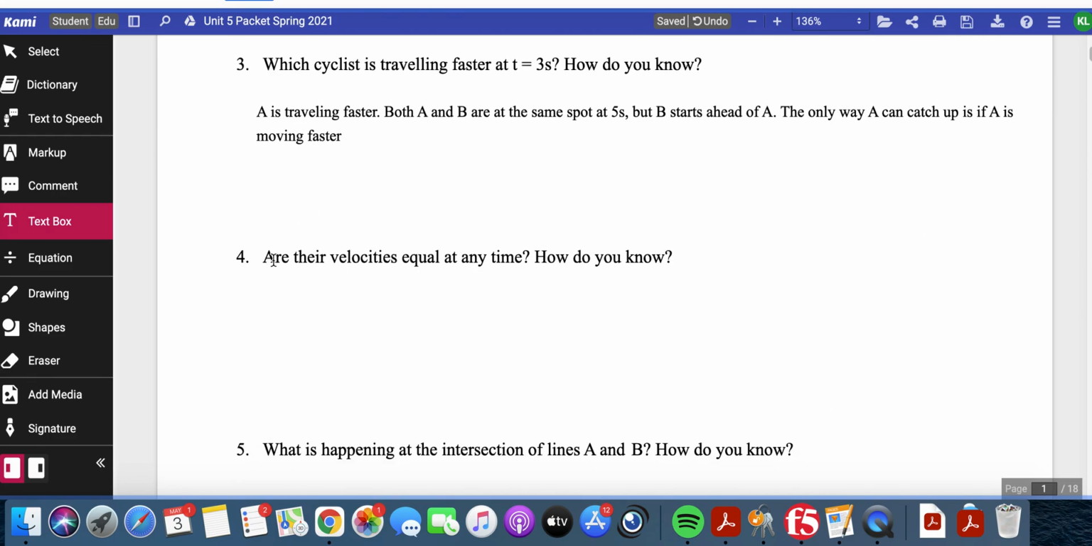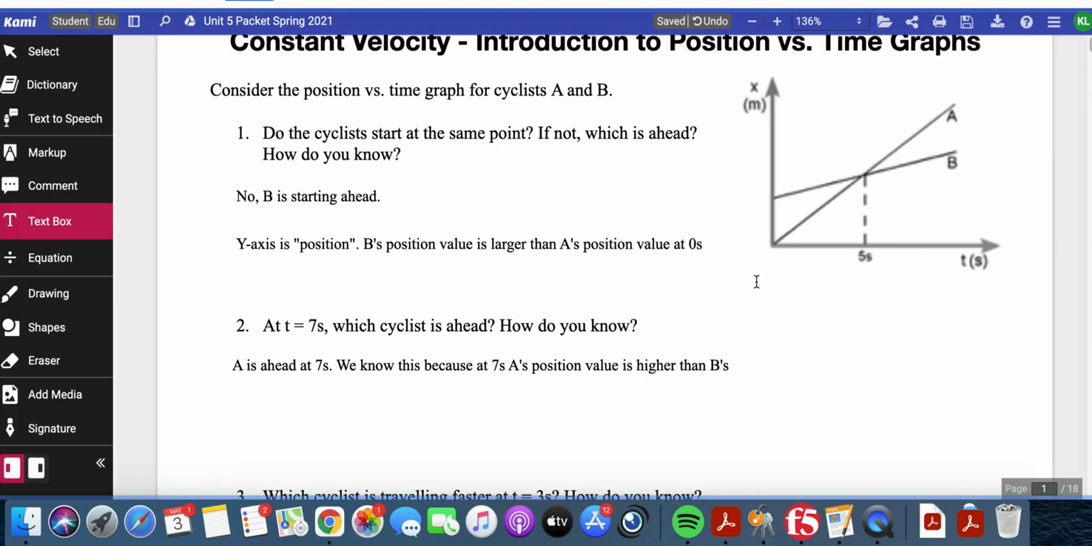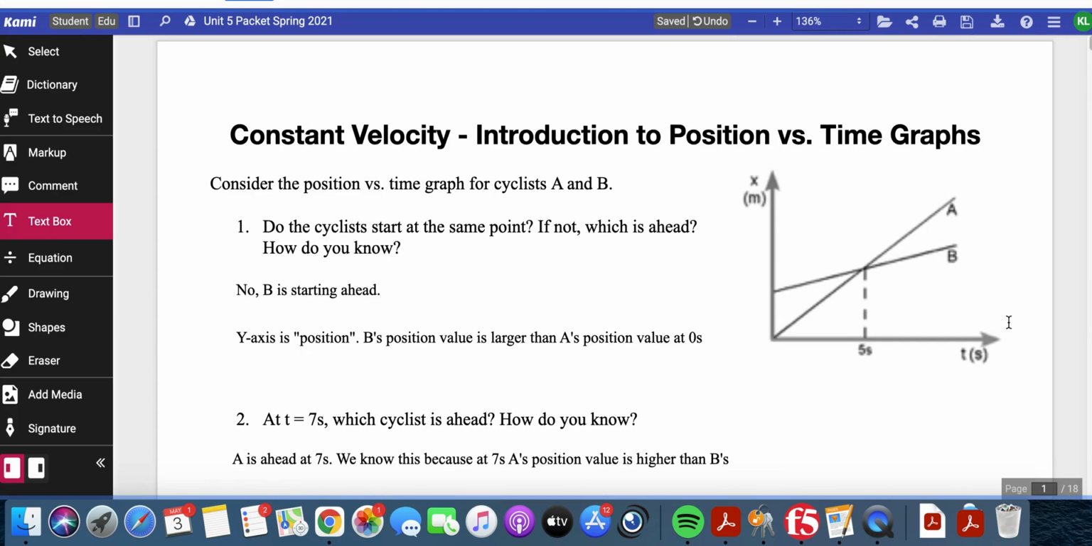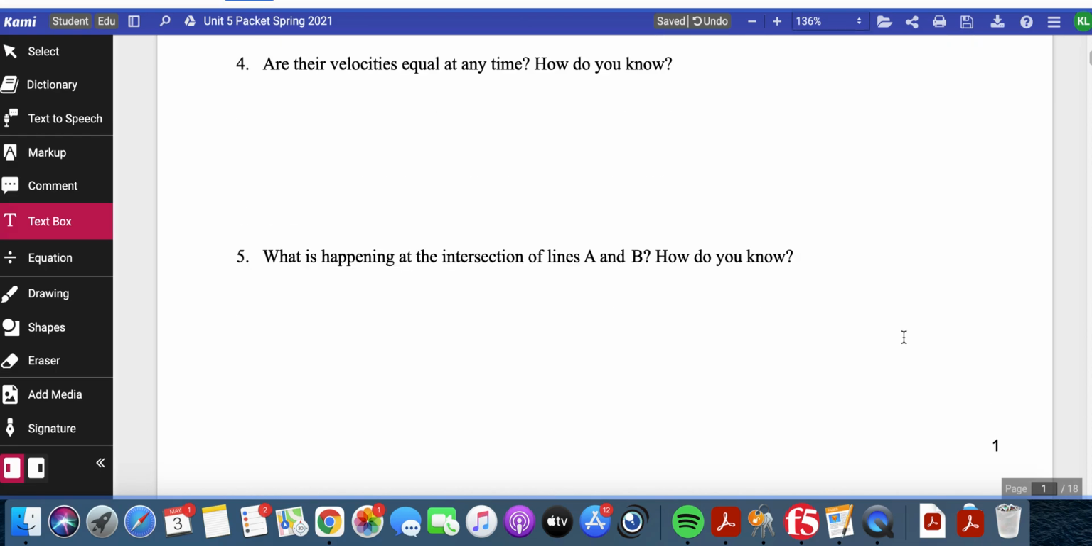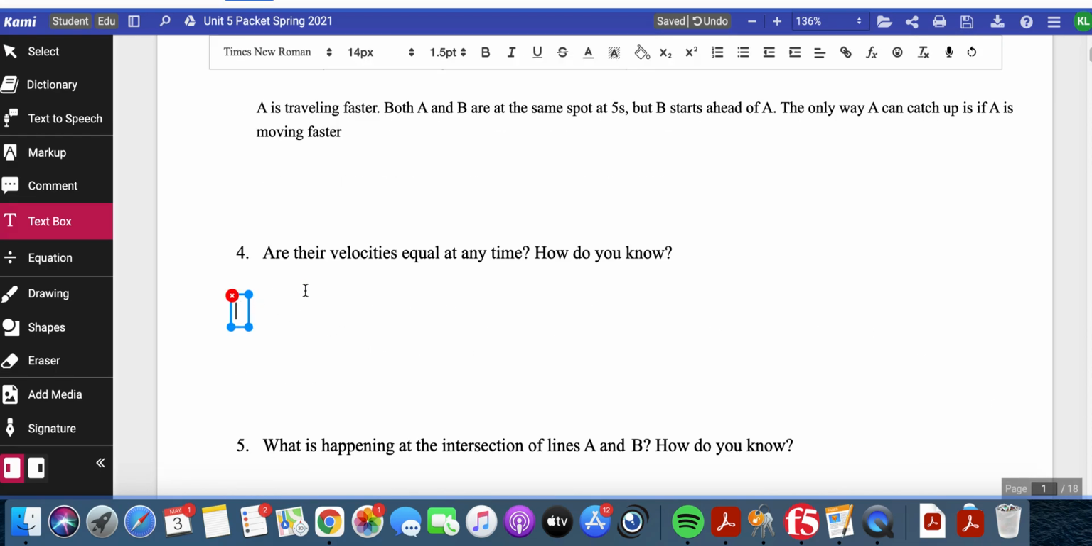Are their velocities equal at any time? Do we think they're going the same speed at any time? No. Correct. Yeah, Anaya's right. They're not. And how do we know?